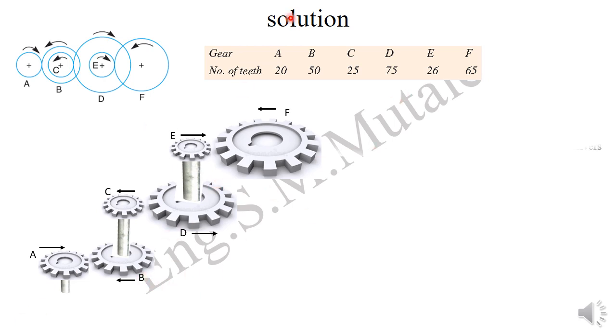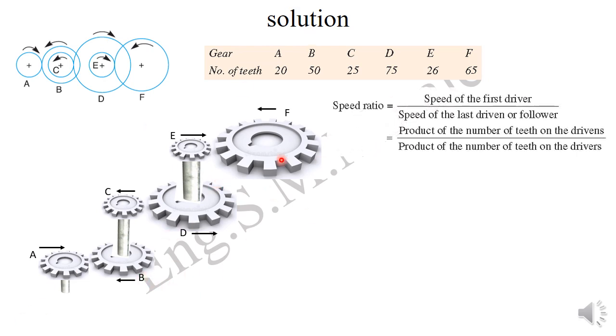So for us to calculate the speed of F, the speed ratio is basically the speed of the first driver over the speed of the last driven or the follower, which should be equal to the product of the number of teeth on the drivens over the product of the number of teeth on the drivers, which is that one. So NA is the speed of the first driver. So the first driver is this one, so its speed, we are denoting it as NA. And then the speed of the last driven or the follower. So the last follower is F, which is this one there.